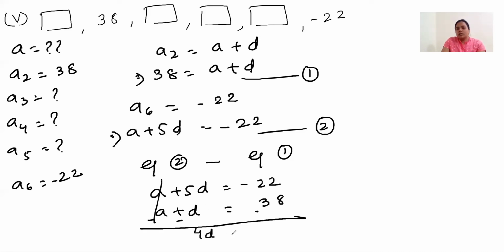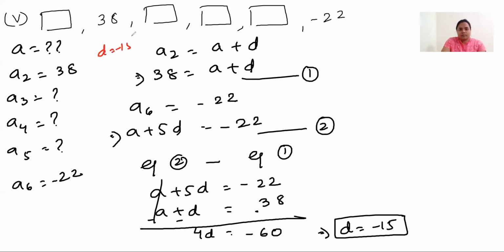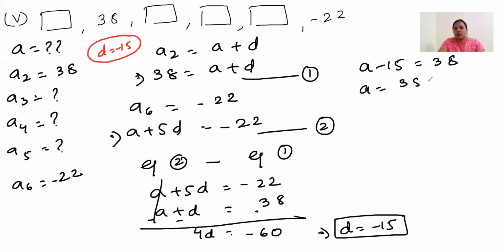Cancel. 4D is equal to minus 60, which implies that D is equal to minus 15. So now we have D as minus 15. We can substitute that value here and we will get A. So A minus 15 is 38, so A is equal to 38 plus 15, which is 53. So we got our A.